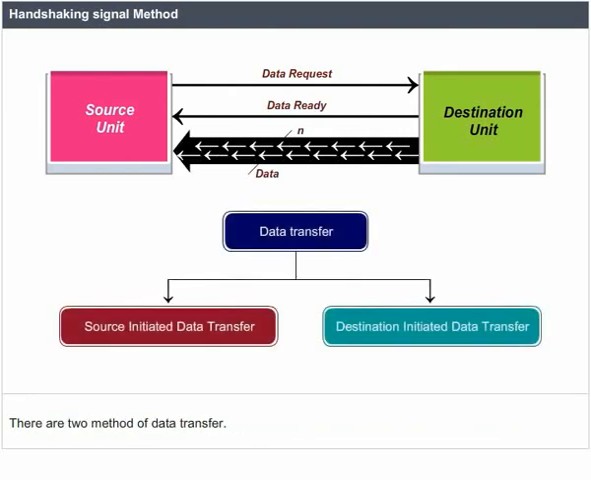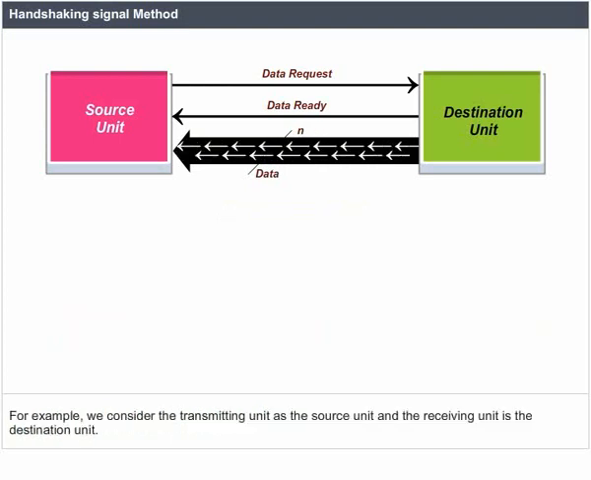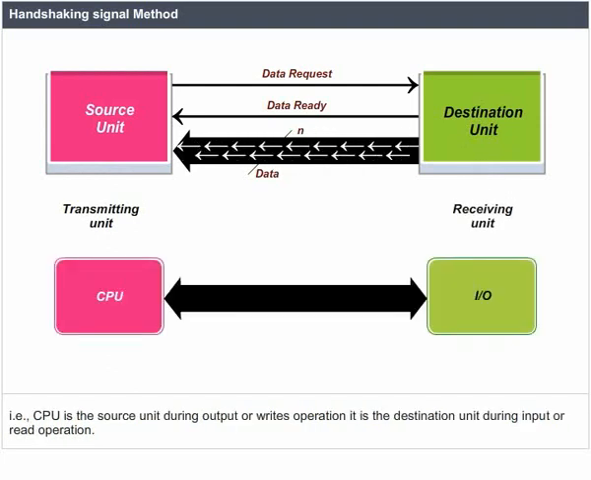There are two methods of data transfer: source-initiated data transfer and destination-initiated data transfer. For example, we consider the transmitting unit as the source unit and the receiving unit as the destination unit. That is, the CPU is the source unit during output or write operation. It is the destination unit during input or read operation.